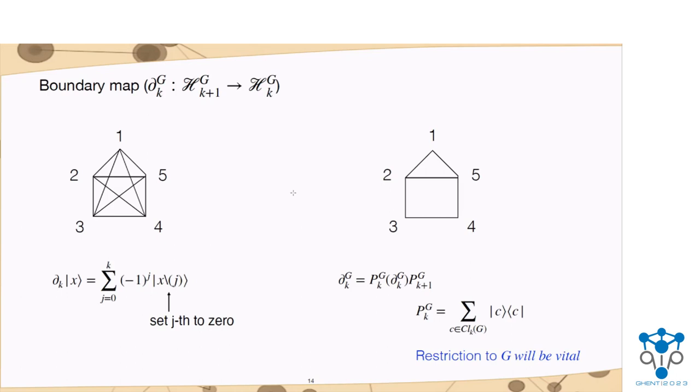Somehow it operates on the complete graph, but it's easy to make it specific to a particular graph by simply putting projectors around, which send to zero everything that is not a valid clique in our graph, right? And as I mentioned again, this is going to be very important later on.